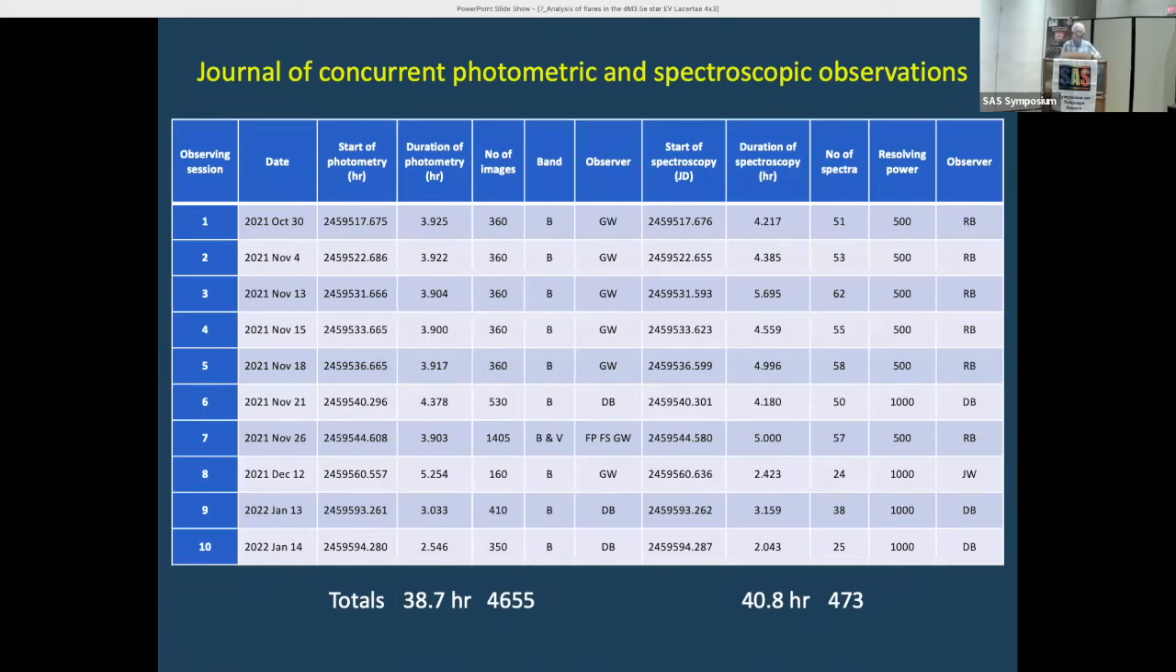That table is in the paper, so you don't need to read the detail, but I just put it up to make the point that it was on 10 nights that we managed to make this concurrent observation. We have a total of just under 40 hours altogether of photometry and just over 40 hours of spectroscopy. And the observers who actually contributed the individual data sets are marked in that table if you want to go and have a look at it.